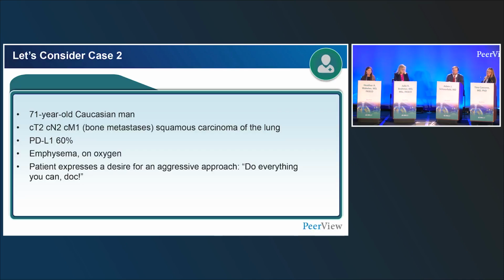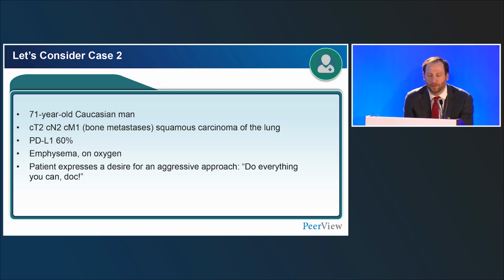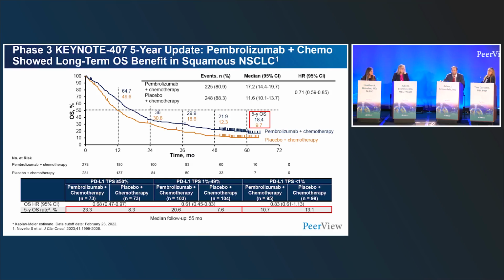All right. So we're going to pivot a little bit, still metastatic lung cancer, but now it's going to be squamous lung cancer rather than non-squamous. So we have a 71-year-old Caucasian man who is newly diagnosed with T2N2M1 disease with bone metastasis, squamous carcinoma of the lung. His PD-L1 expression was 60%. He's got emphysema on oxygen, and he expresses his desire for an aggressive approach, tells us, do everything you can, doc.